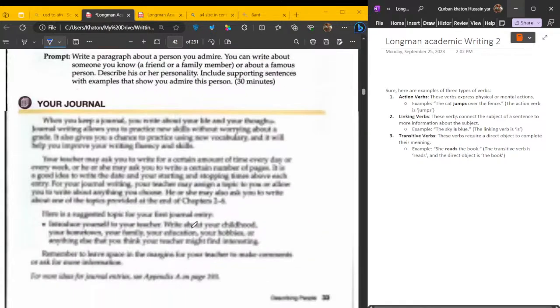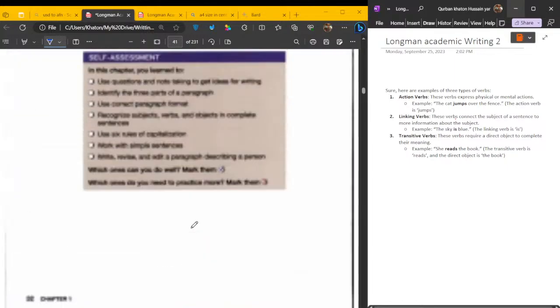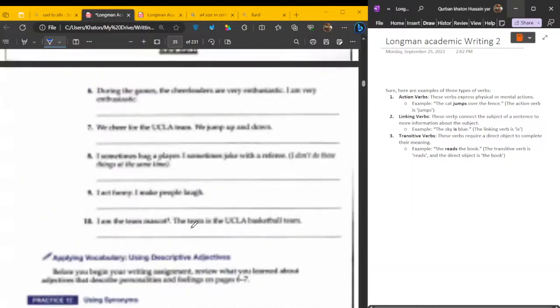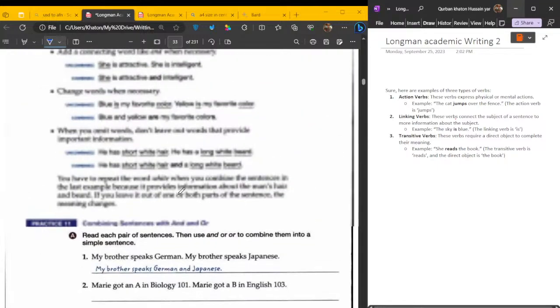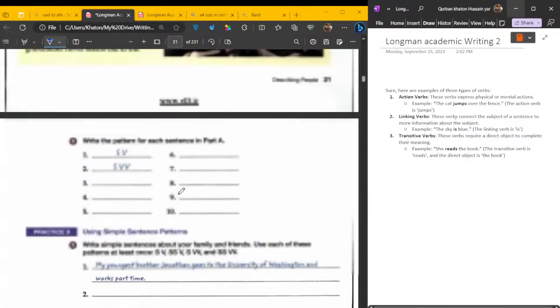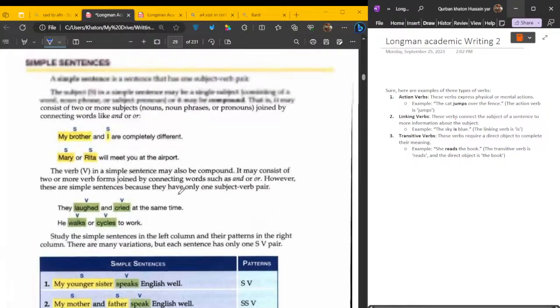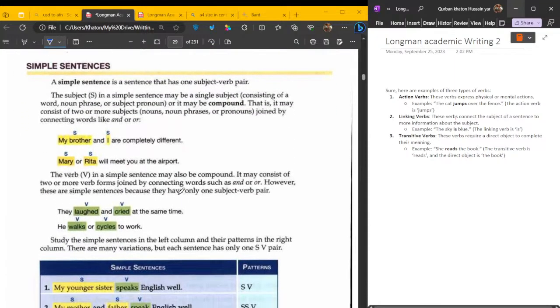I don't think we can finish this chapter today. Let's not rush ourselves, okay? We will do some of the simple sentences as well.